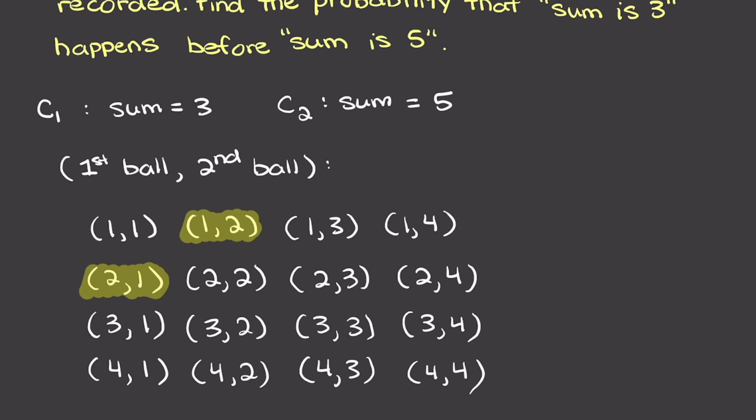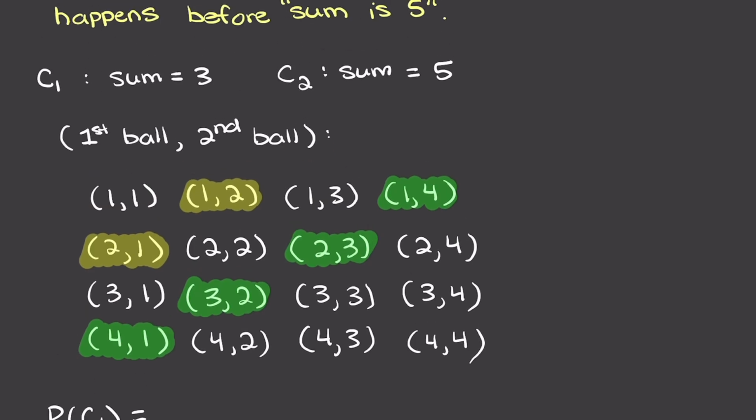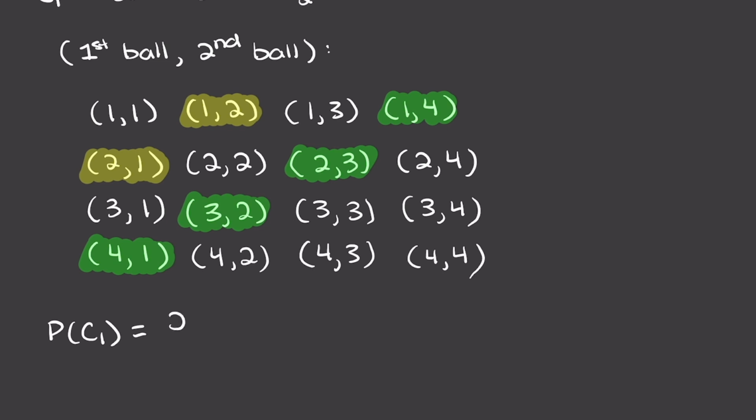And then what are the outcomes where sum equals 5? So that's these ones. From this, we can now say that the probability of event C1, which is the sum equals 3, is 2 out of 16, or 1/8. And the probability of C2 is 4 out of 16, or 1/4.